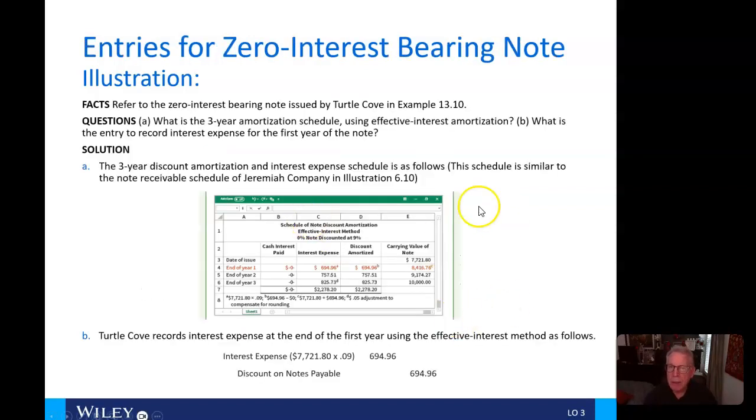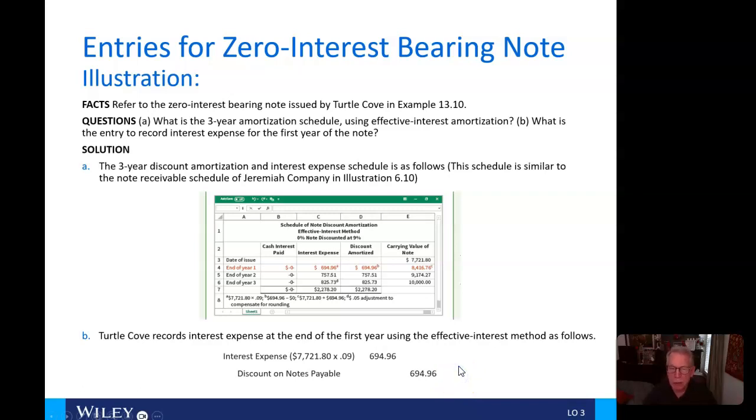Okay. And then if we take a look at an amortization schedule for that, we'll start off with our carrying value. We'll compute the schedule the same way we normally do, with the interest expense based on the effective rate times the carrying value, and the interest paid based on what's written on the note. And if we do that, we'll find that interest expense will debit for $694.96 and credit the discount on notes payable for the same amount.